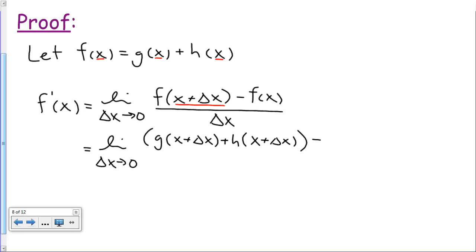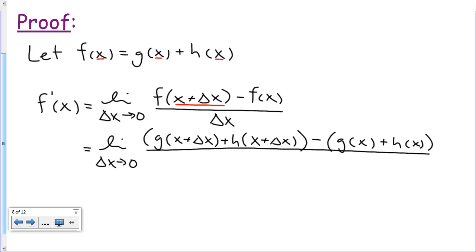And then subtract what f of x is. Again, that's our assumption here, that f of x was equal to the sum of these two functions, g of x plus h of x. And we're going to divide that all by delta x. Okay, so the first step is a substitution.